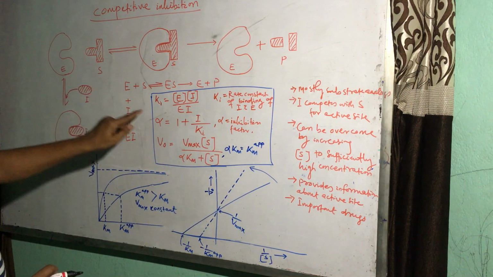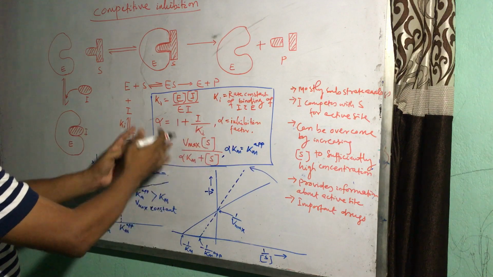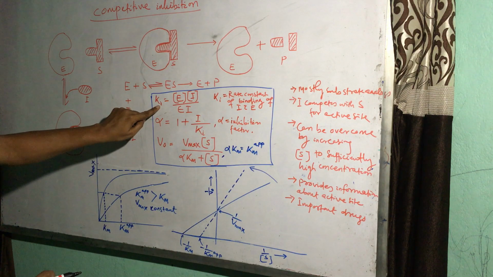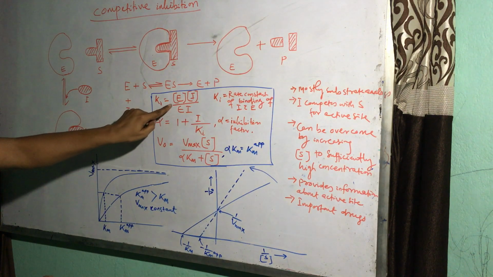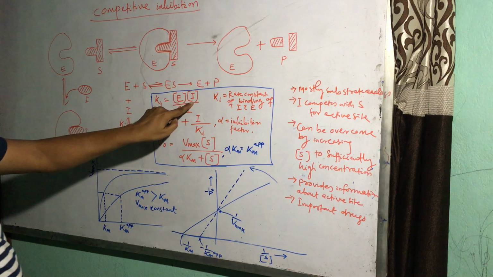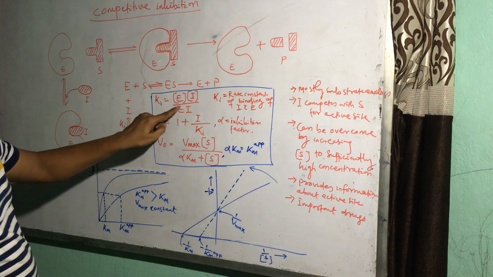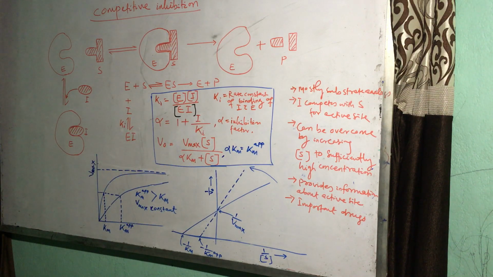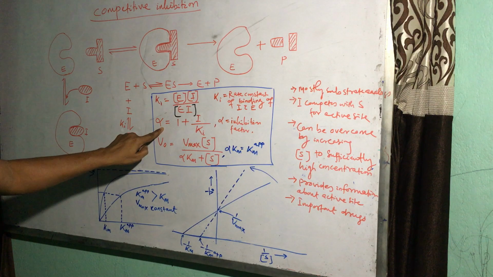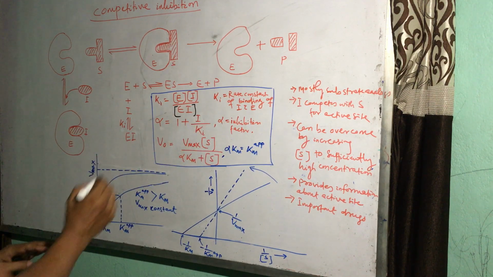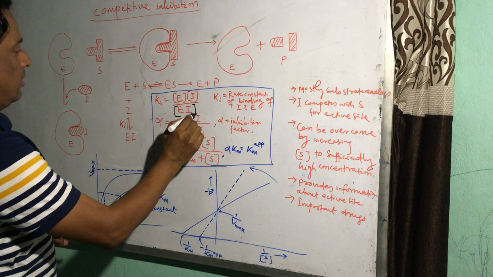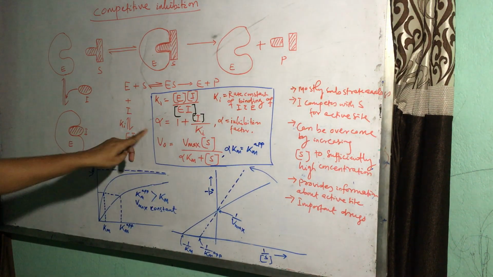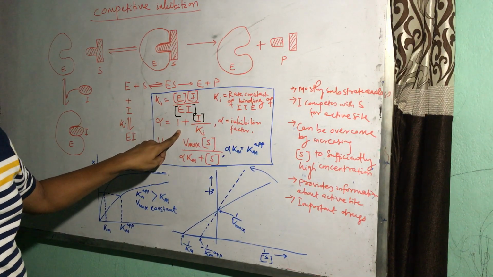Here the rate constants change according to whatever is written here. Ki is defined as the concentration of enzyme times the concentration of inhibitor divided by the concentration of enzyme-inhibitor complex. And alpha, which is defined as the inhibition factor, is defined as 1 plus the concentration of the inhibitor divided by Ki. So alpha is always greater than 1.